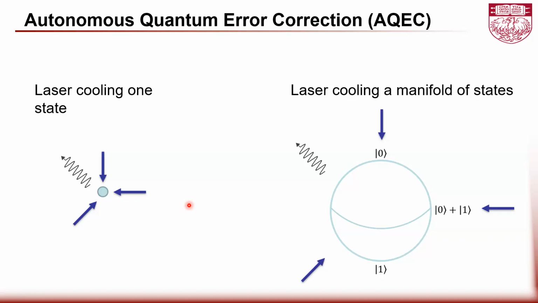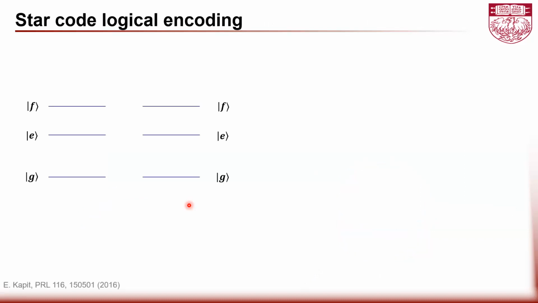But not only that, you have to make sure that all of the states you push back go point-wise to the correct logical states. At the same time, when you apply all of the lasers, the Bloch sphere should maintain its structure, not be distorted. That's the hard part of autonomous error correction. So it is very tricky, and very important, to choose the logical encoding. And here are our star-code logical states.